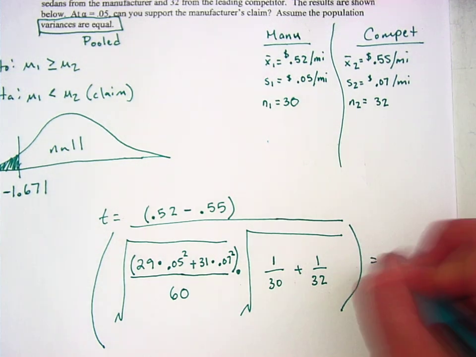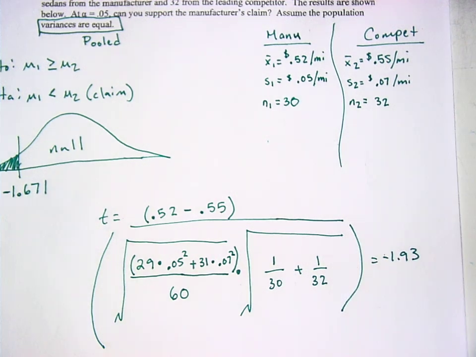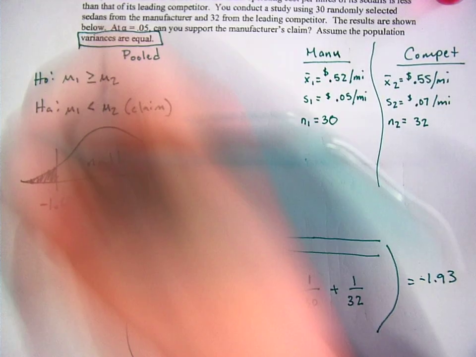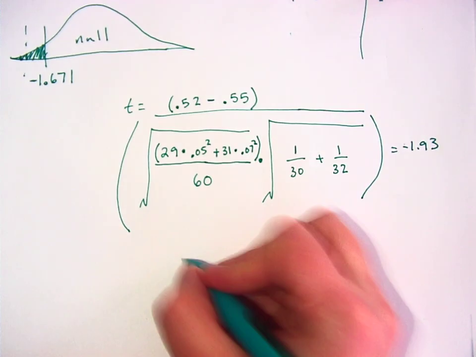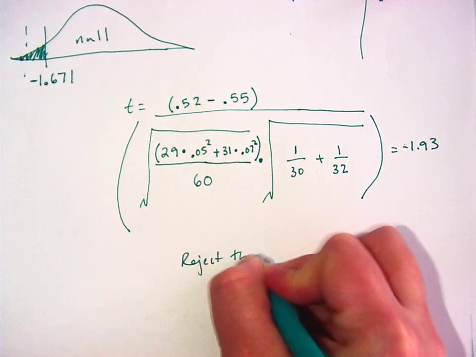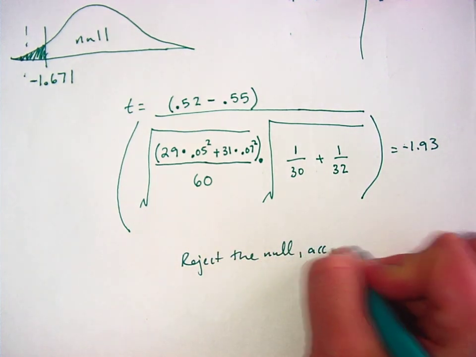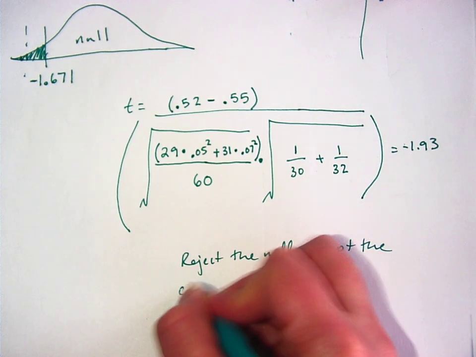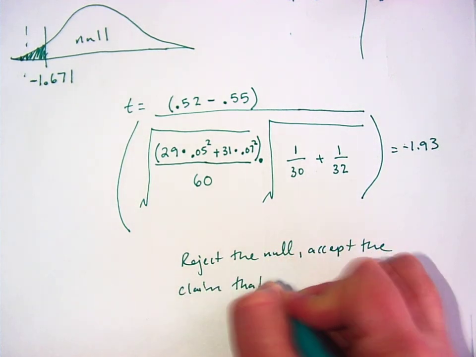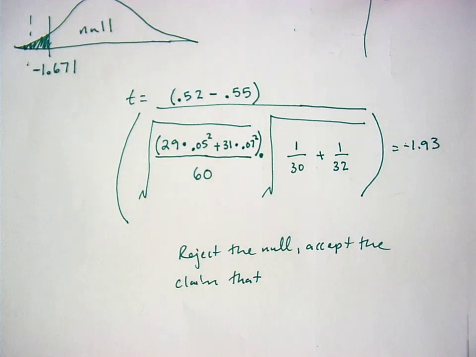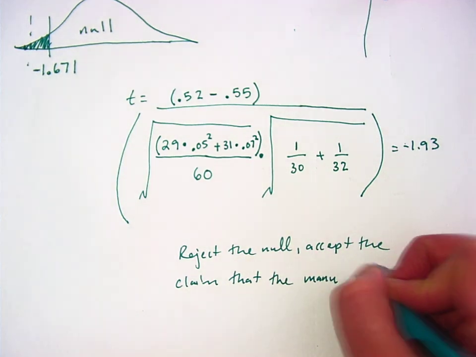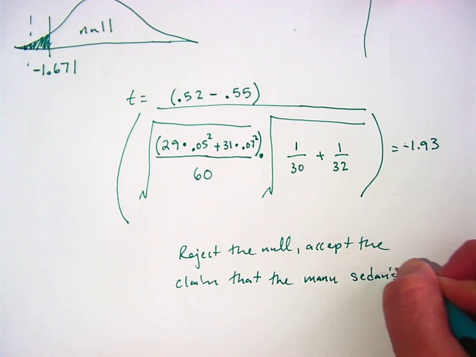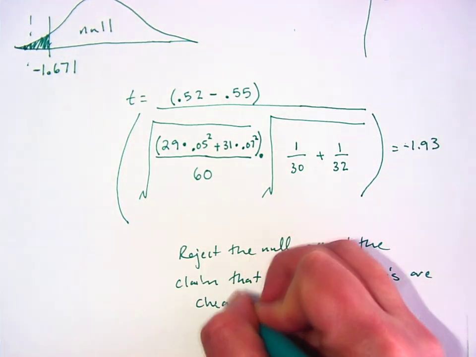So we got negative 1.93, which is what? Reject the null. Accept the claim. Accept the claim that the manufacturer is cheaper than the competitor per mile, yep. The manufacturer sedans are cheaper per mile.